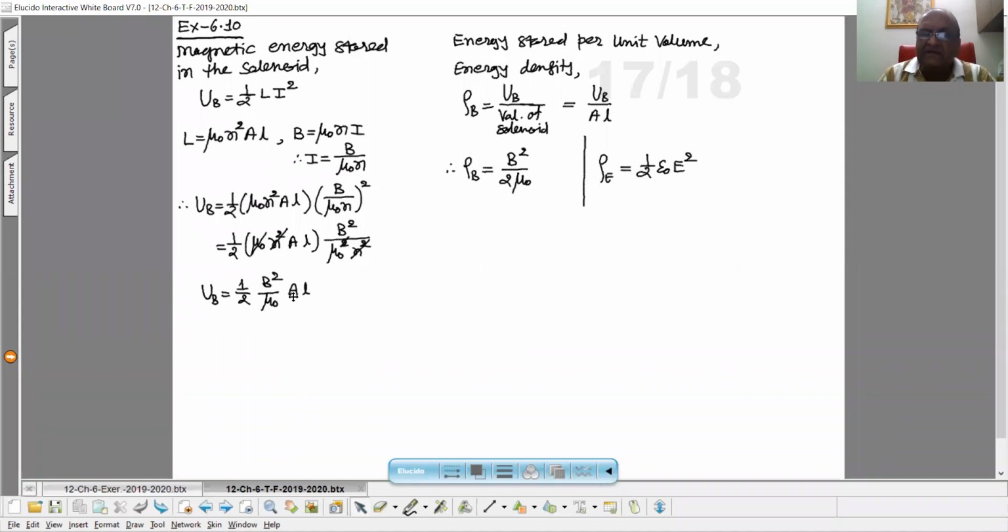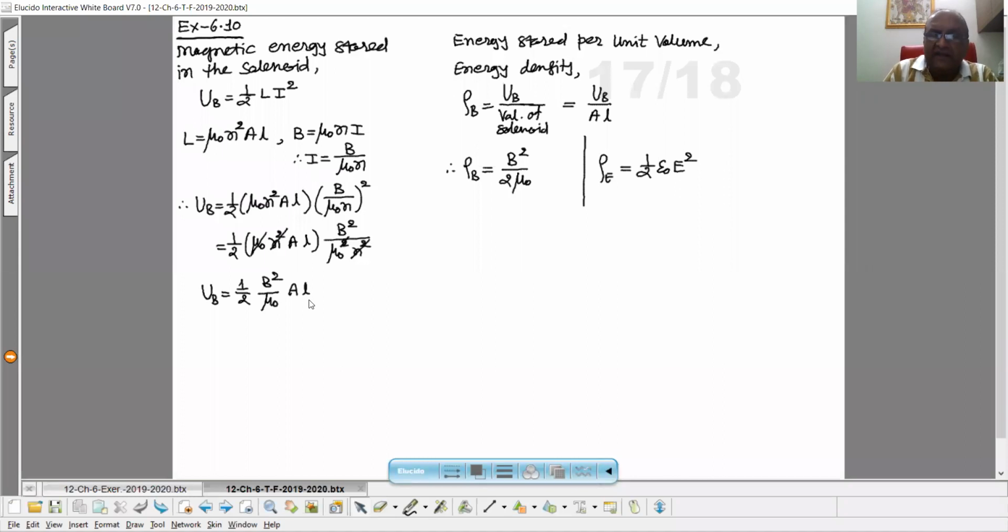Now A, that is the area of the solenoid, L, that is the length of the solenoid. So area into length will give you total volume. Now if we divide this energy stored in the solenoid by the volume of the solenoid, then we will get the energy stored per unit volume. And energy stored per unit volume itself is called energy density. Clear?